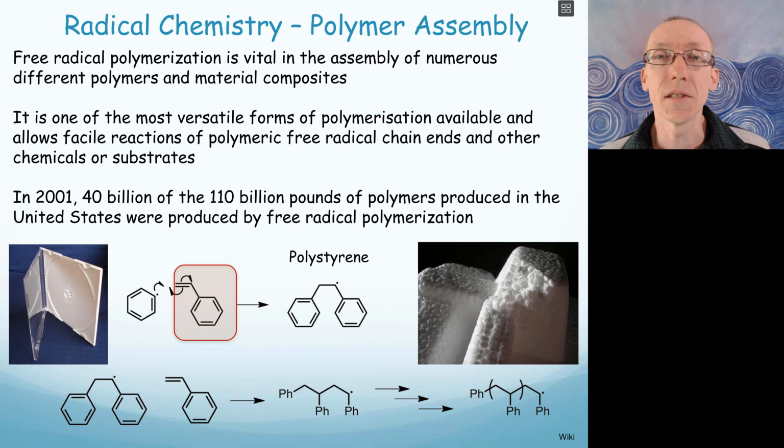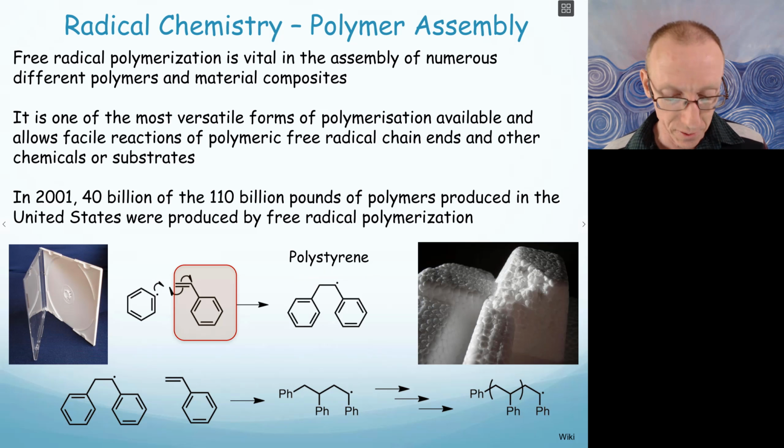Now, just as a little aside, free radical chemistry is extremely important, particularly in the formation of polymers. A lot of polymers are formed through free radical polymerization, and it's used to make a huge number of polymers, particularly things like polystyrene.